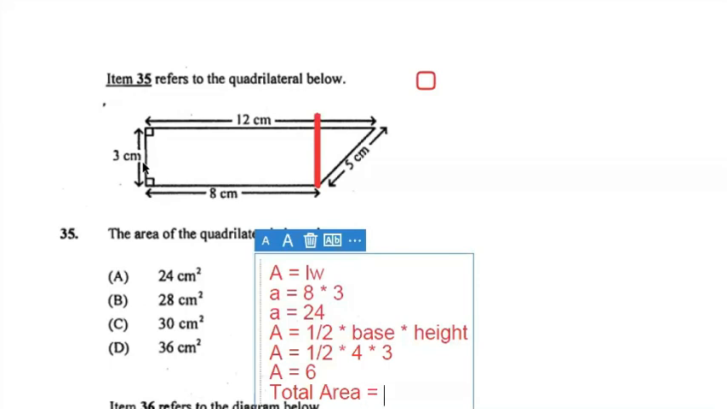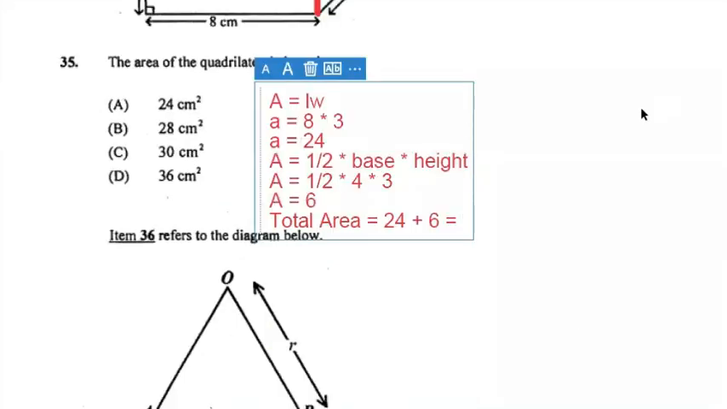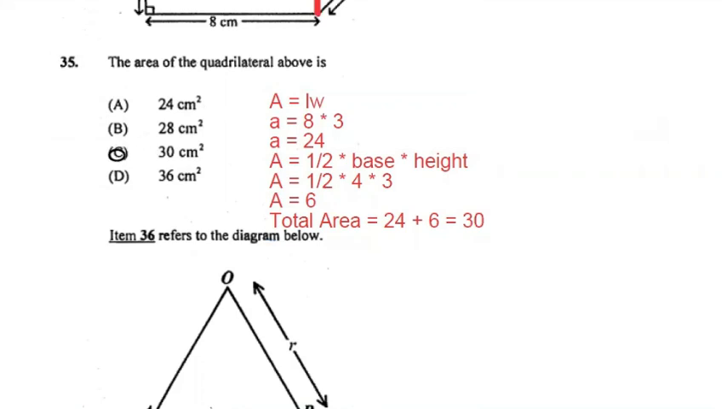So therefore total area is equal to 24 plus 6, and that is equal to 30 centimeters square. So answer 35 is C. So we're coming along nicely, guys. So 36. AOB is a sector of a circle such that angle AOB is 60 degrees and OB is units long.